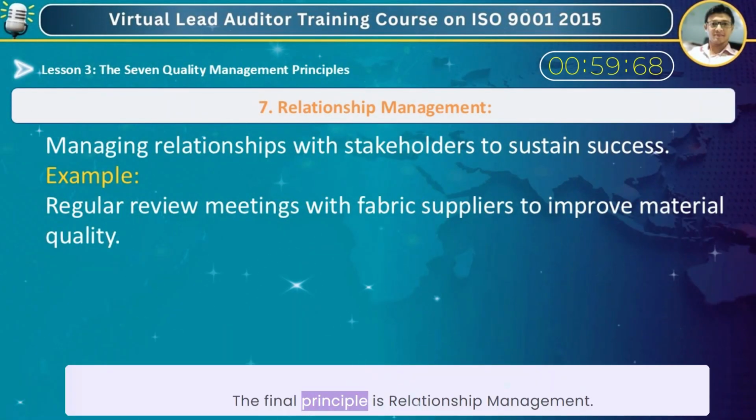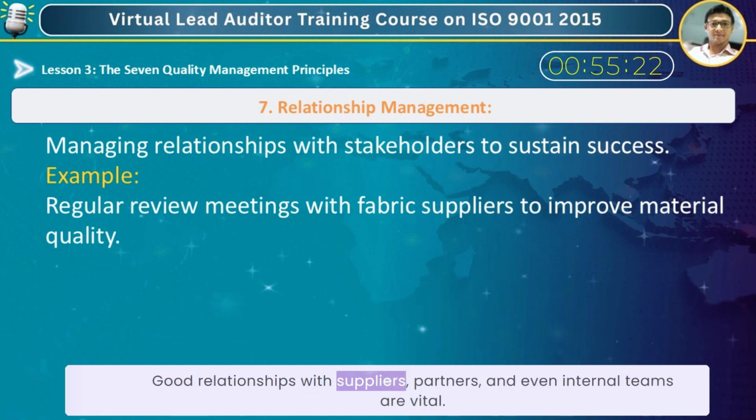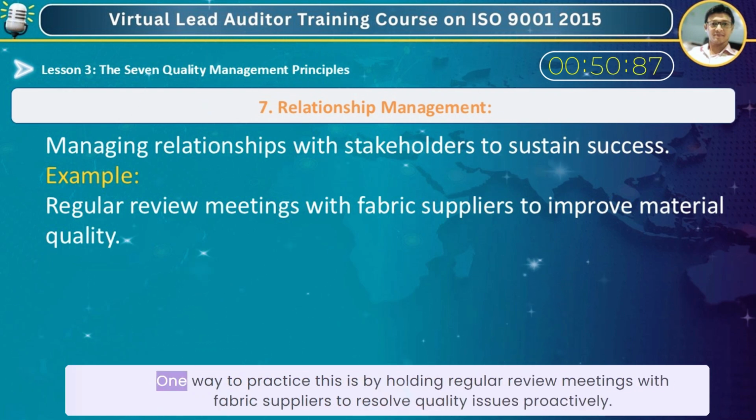The final principle is relationship management. Good relationships with suppliers, partners, and even internal teams are vital. One way to practice this is by holding regular review meetings with fabric suppliers to resolve quality issues proactively.